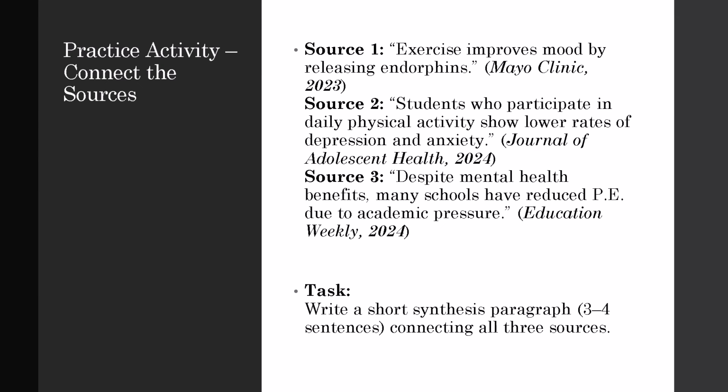So let's practice. All three sources here, source 1, 2, and 3, are talking about exercise, but they're talking about exercise from different angles: biology, behavior, and education policy. So I want you to read these and figure out how can you combine these. A strong synthesis might say that exercise clearly improves mental health, yet school systems that limit PE may unintentionally harm student wellness. So I want you to use that idea as a guide, and I want you to write your own synthesis paragraph.